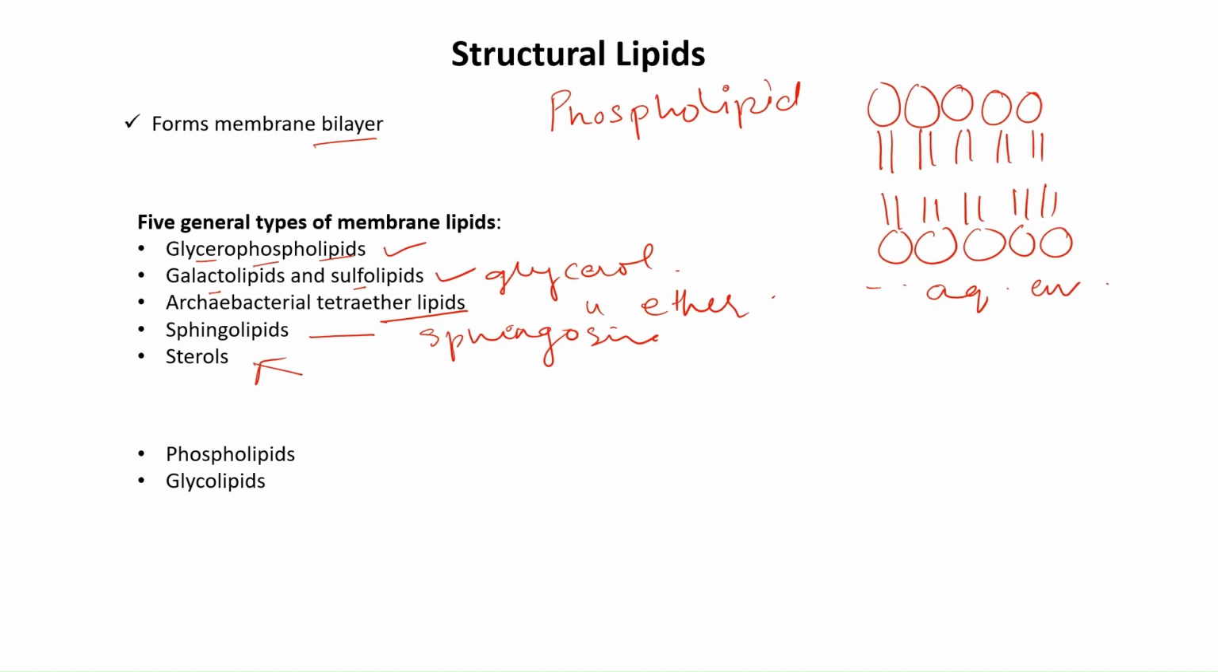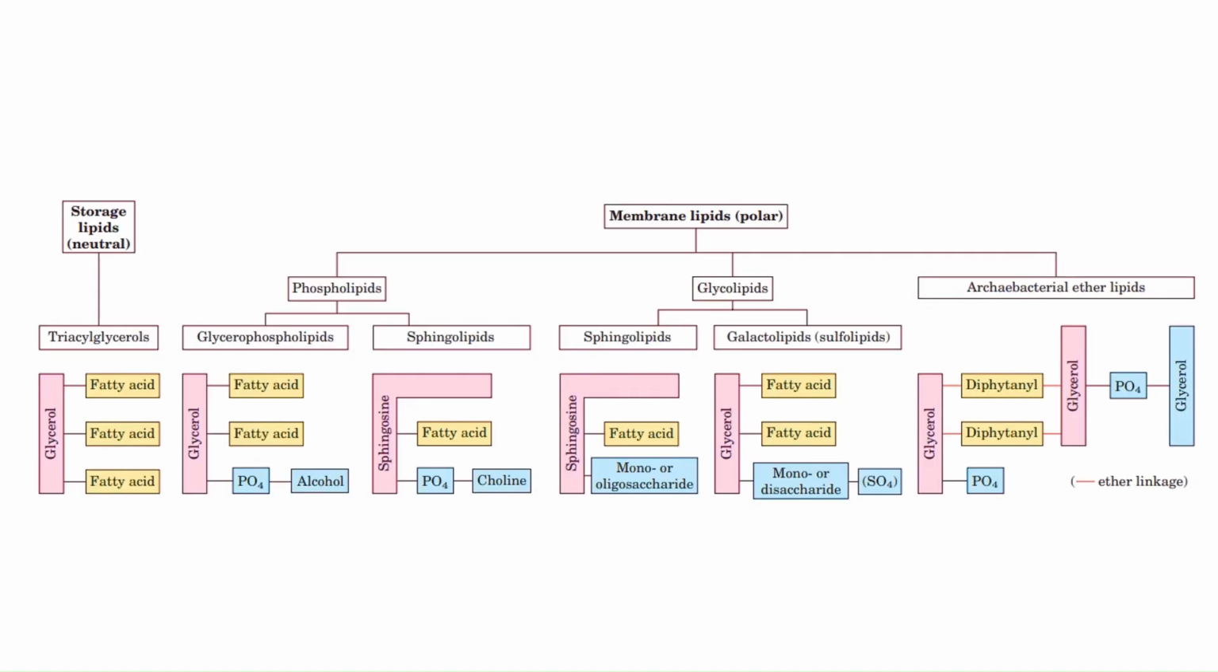Apart from that, we have phospholipids and glycolipids. Actually, glycerophospholipid is a type of phospholipid only. Similarly, for glycolipids also, galactolipid is a type of glycolipid only. But these are mentioned separately because apart from glycerophospholipids, the phospholipids contain much more variations. So this flowchart tells you in general about all the membrane lipids.